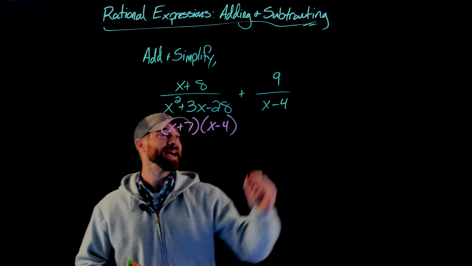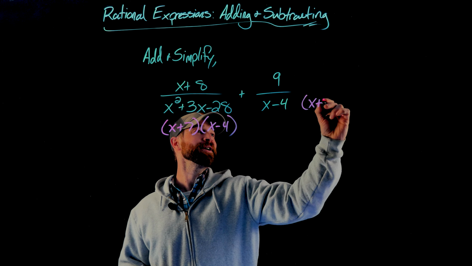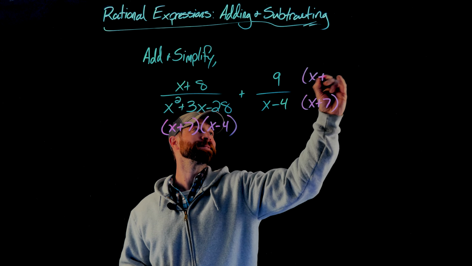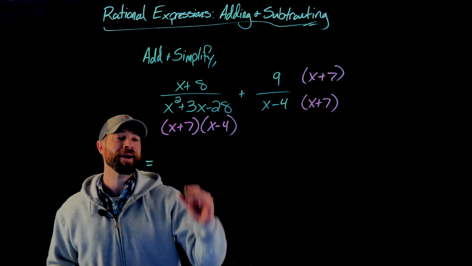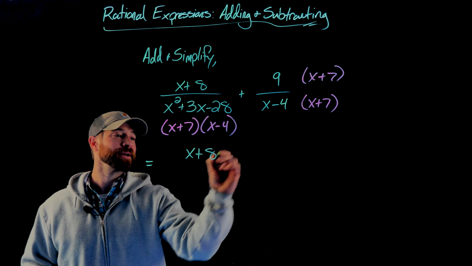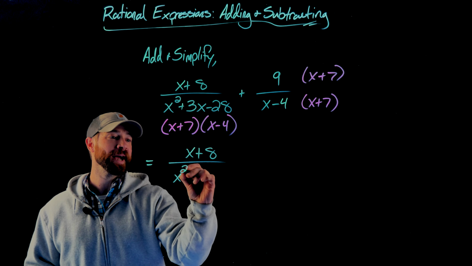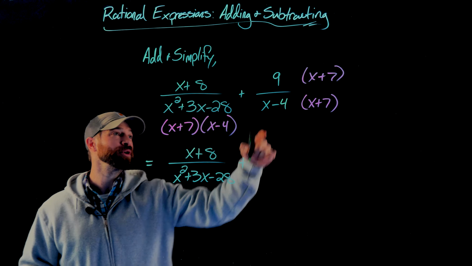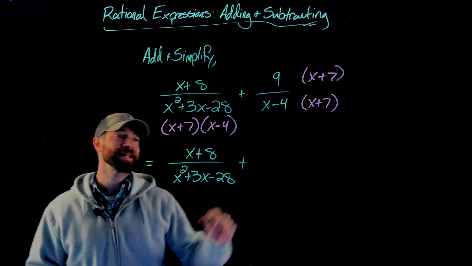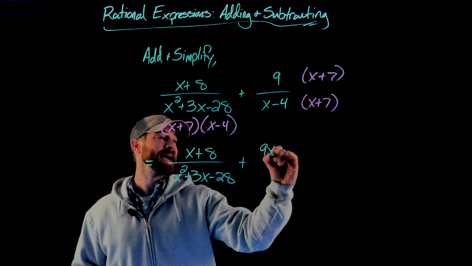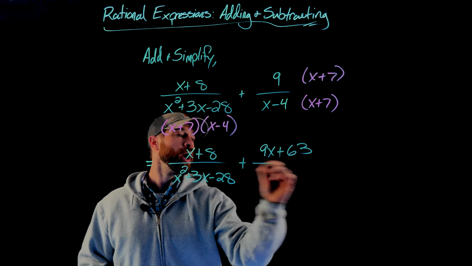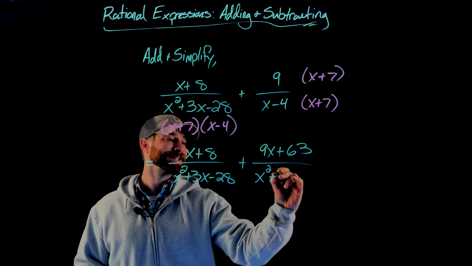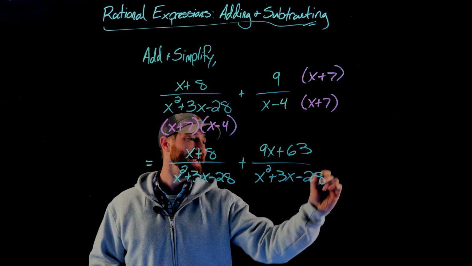In this second fraction, I'm going to multiply the numerator and denominator by x plus 7. So what I now have is x plus 8 over this common denominator now of x squared plus 3x minus 28. Over here in the numerator, I need to make sure I distribute the 9 to the x and the 7 to get 9x plus 63 all over x squared plus 3x minus 28.